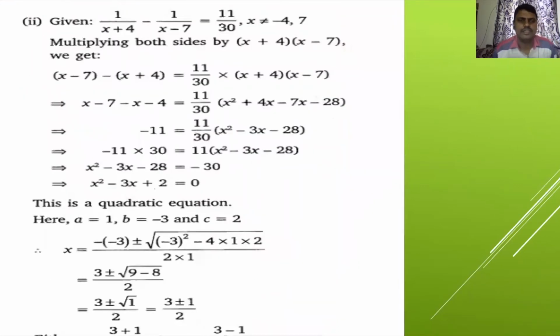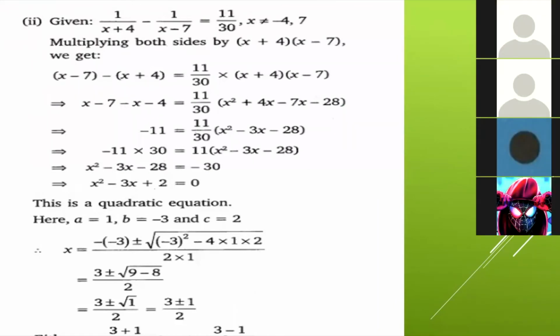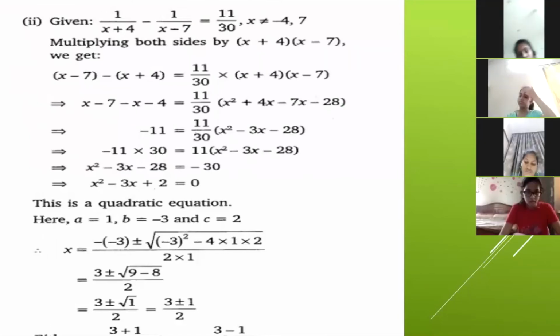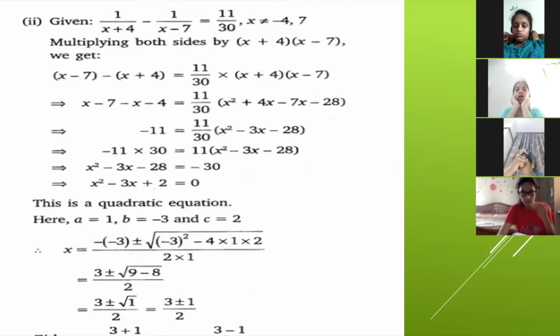Look here, children. This is a little bit lengthy sum. Just stop writing. I'll try to explain so you understand. Please listen. Shamak? Yes, sir. Yeah, listen carefully. So 1 by x plus 4 minus 1 by x minus 7 is equal to 11 by 30. So how did you get this? I think somebody will get this doubt. I'll explain in 1 minute.